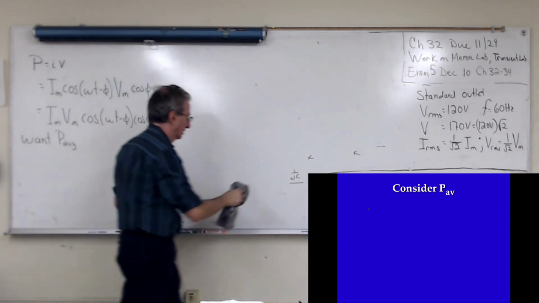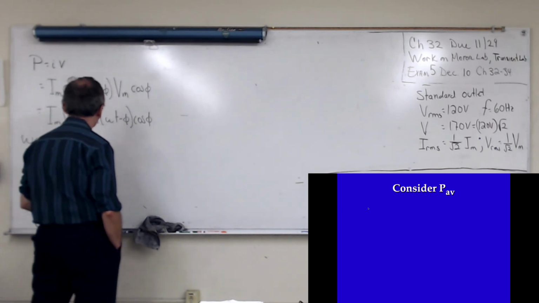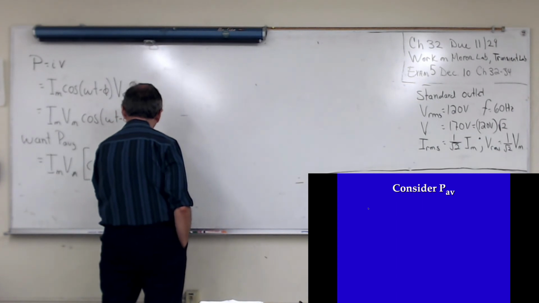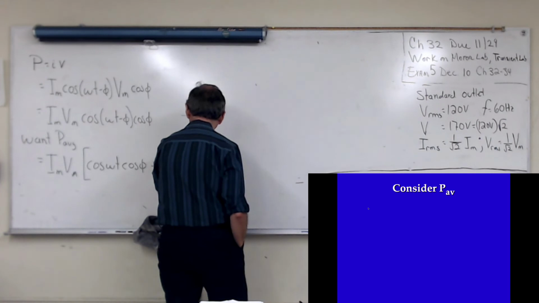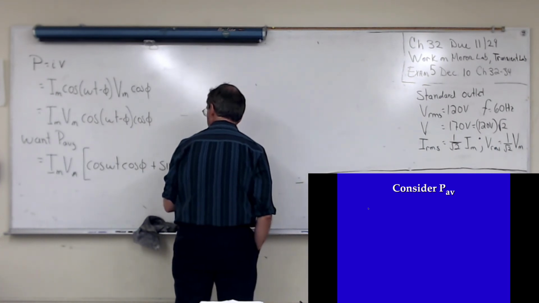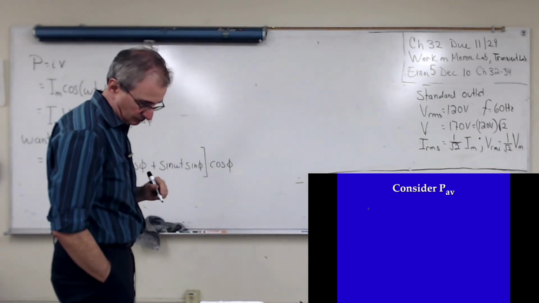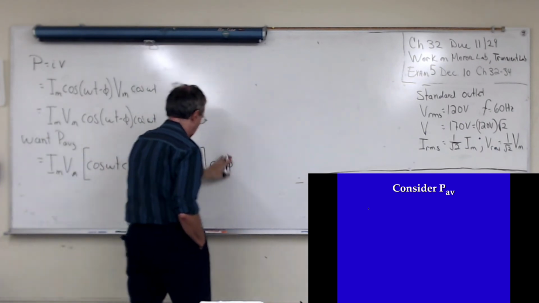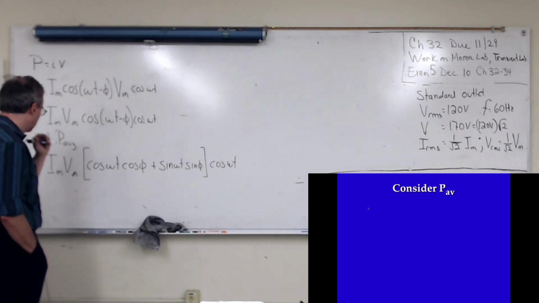So it's cosine, cosine, sine, sine. Oops, this is cosine omega t, sorry. Okay. Let me distribute this through.